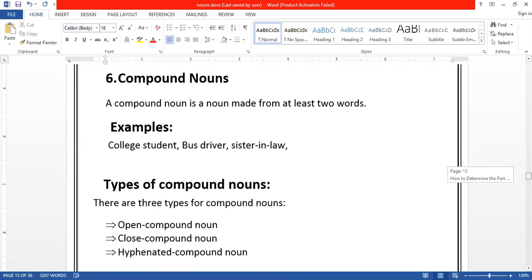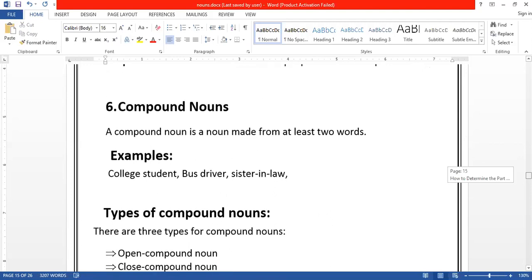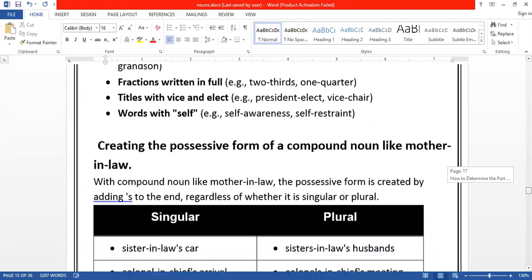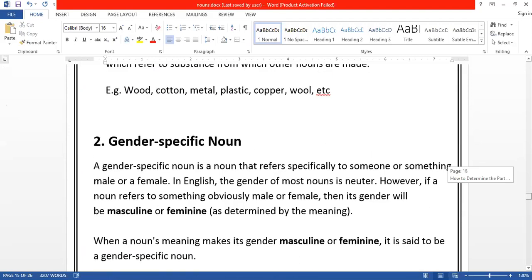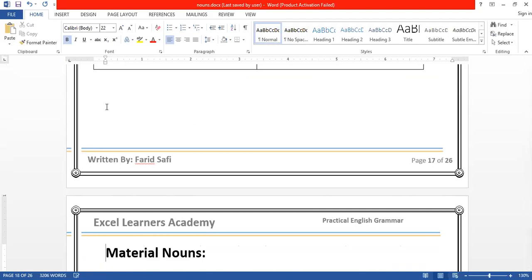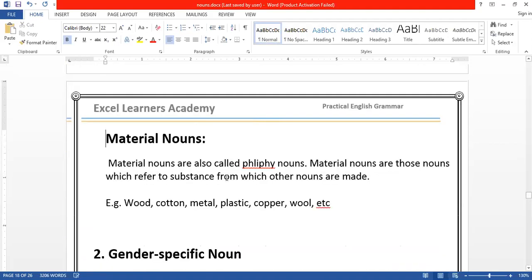We come to compound nouns, but for compound nouns we will have a separate lecture because it's too lengthy and we want to record all of them in a separate lecture. So we will have a separate lecture on the compound noun. The last type of noun we will have, that is called what? Material nouns. We did not study the compound noun because I want to record a different lecture on it. So let's come towards the last lecture on types of noun, that is called material nouns. What are material nouns? Material nouns are those nouns which refer to substances from which other nouns are made.